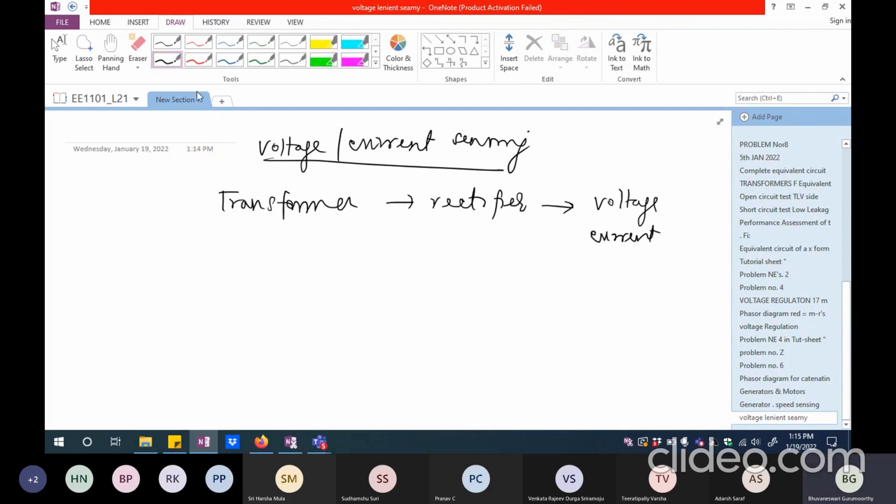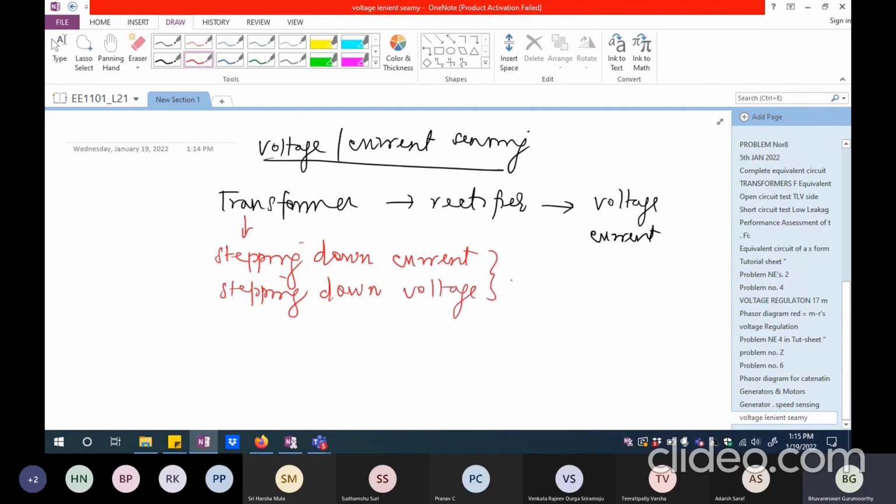The transformer essentially works only for either stepping down the current, because you may be measuring thousands of amperes of current, or stepping down the voltage, because you may be measuring thousands of kilovolts. So either you have to step down the current or step down the voltage before you feed it to the control unit.